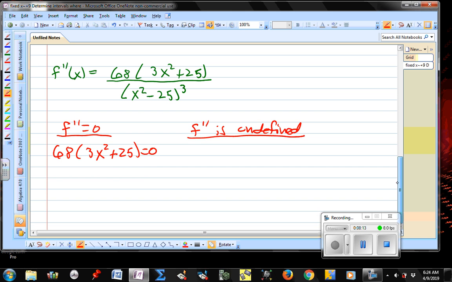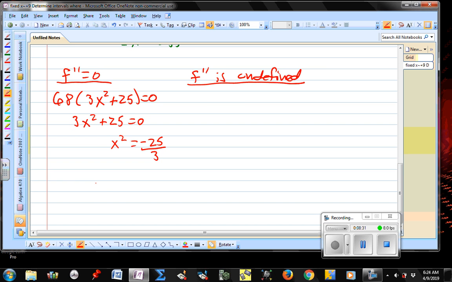Now it's just algebra time. We can divide both sides by 68. We can subtract 25 from both sides. We can divide both sides by 3. We can square root. And notice that we get an imaginary number here. In our calculus class, we don't deal with imaginary numbers, so we get no critical numbers from setting f prime prime to 0.